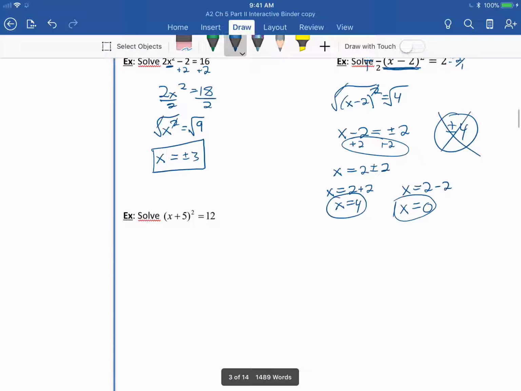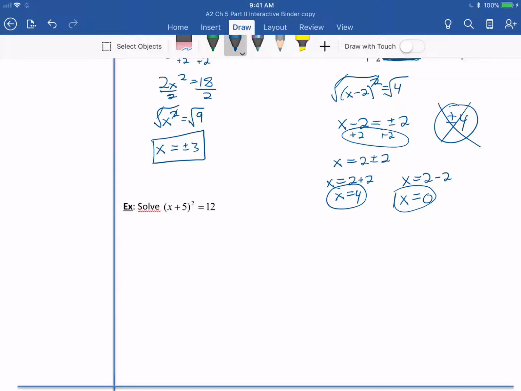All right. Awesome. Now the next one says to solve this one. This one's actually pretty nice because the squared term is all by itself. So what I can do right here is take the square root of both sides. Now I have x plus 5, because the square and the square root cancel each other out, is equal to plus or minus the square root of, and I'm going to break this into 4 and 3, because 4 is the perfect square that goes in there. So this is plus or minus 2 square roots of 3.